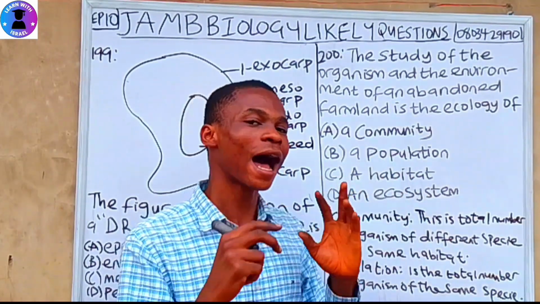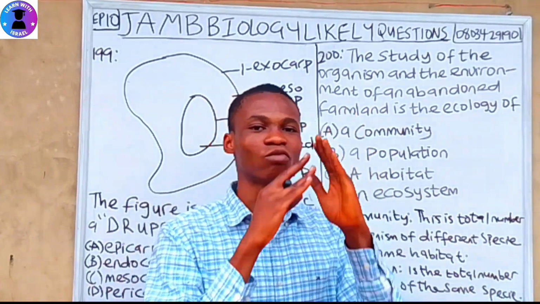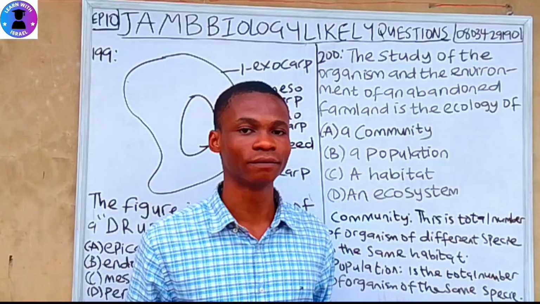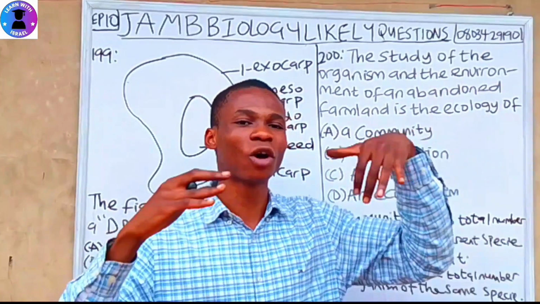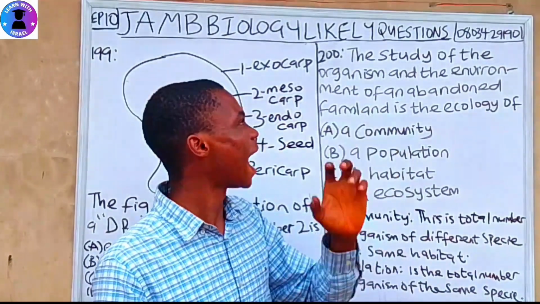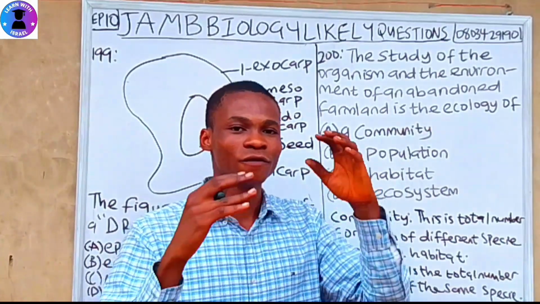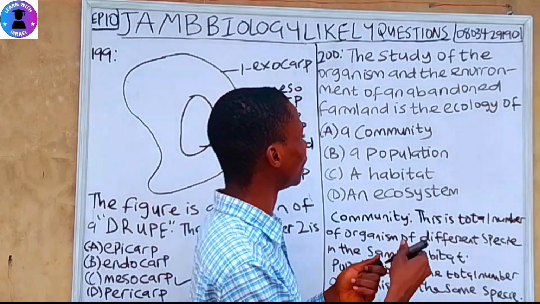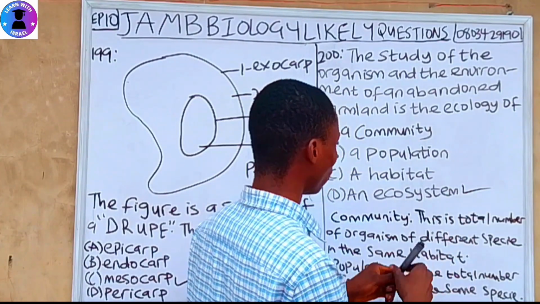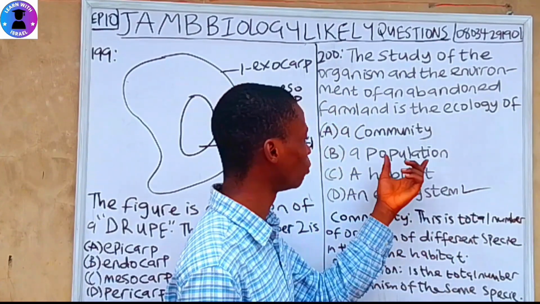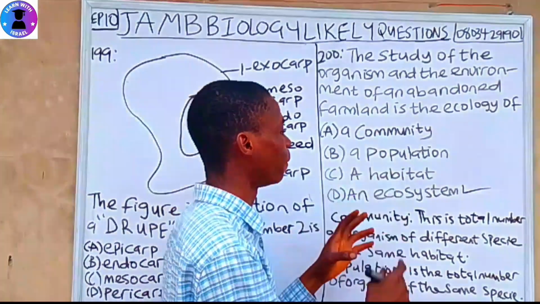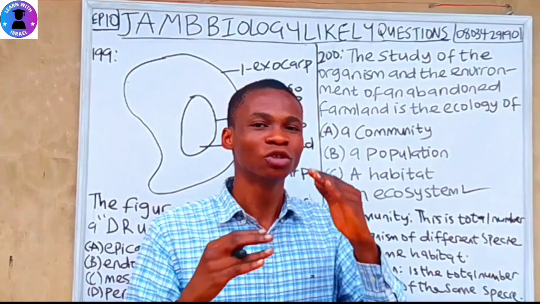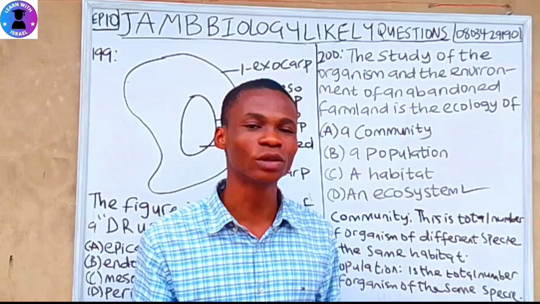For habitat is very simple. Habitat is where an organism lives. That's just it. While ecosystem is the study of organism and the environment of an abandoned farmland. So ecosystem is the correct answer. So many students always misinterpret these 4 options. That's why I take time to explain well to you guys.